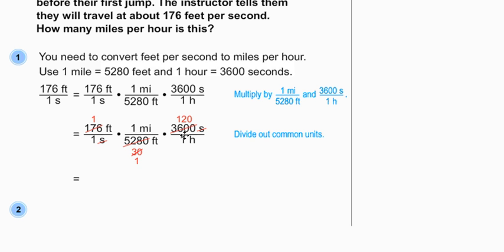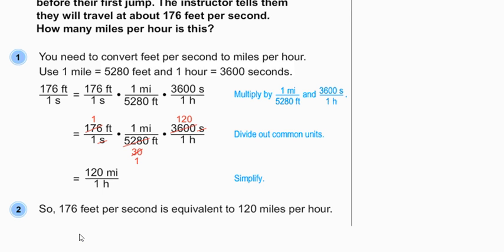Seconds cancels out with seconds, and feet divides out with feet. Now here they divided out common factors. You don't necessarily have to do that. You can just multiply the numbers as is. But if you did that and simplified, you would have gotten 120 miles in 1 hour. So 176 feet per second is equivalent to 120 miles per hour.